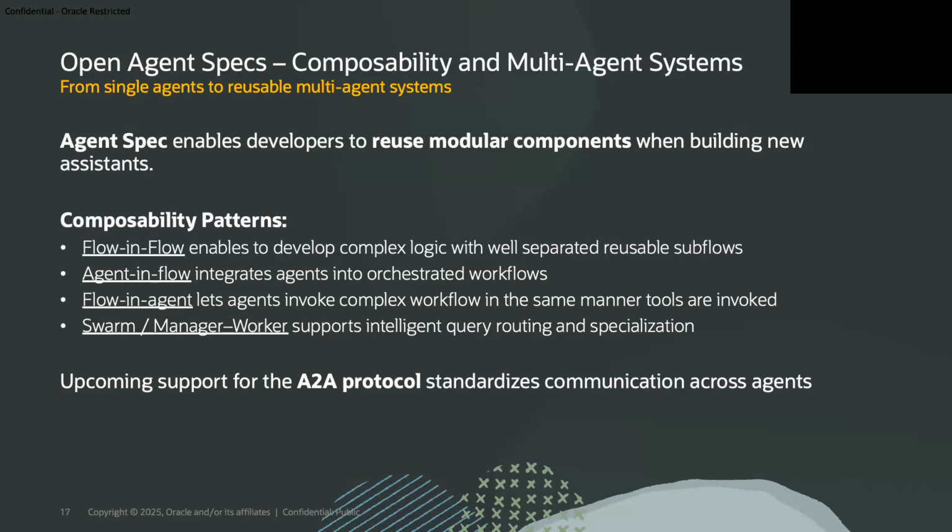Thirdly, we have the concept of flow in agent, where the same way agents call tools, one tool can be defined as a flow, which performs some complex logic, and this flow given to an agent will be invoked in the same manner that the agent invokes tools. And finally, we also included in Agent Spec some standard multi-agent systems like a Swarm or the manager worker pattern. And we are currently working to bring the A2A protocol, which is a protocol a bit similar to the ideas of MCP to standardize how multi-agent systems communicate.